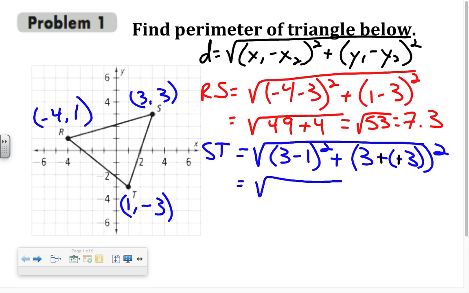And then again, clean it up. 3 minus 1 is 2. 2 squared is 4. Plus 3 plus 3 is 6. 6 squared is 36, so I have the square root of 40, which I go in my calculator to take the square root of 40, and I get approximately 6.3. And then finally, the length of segment RT.